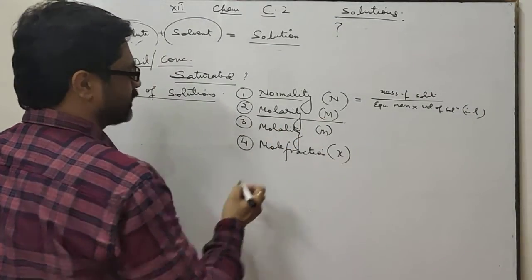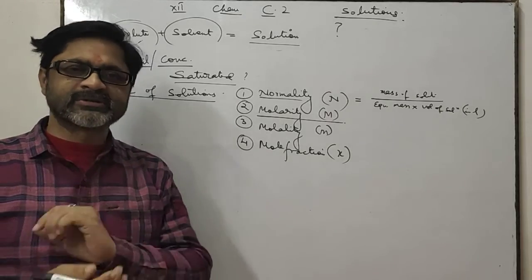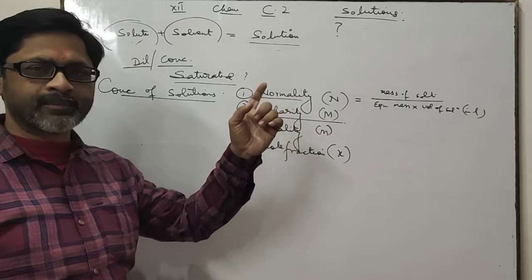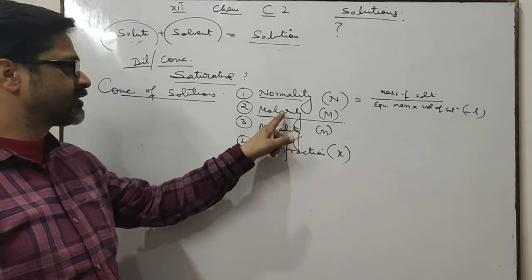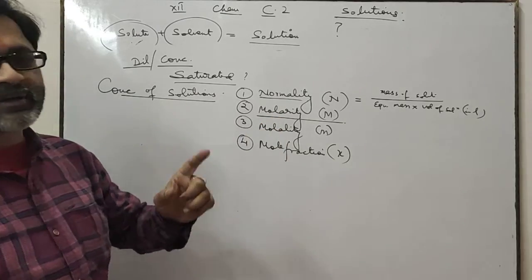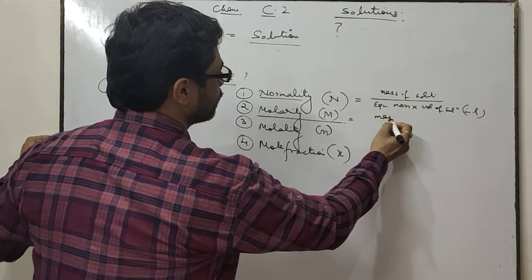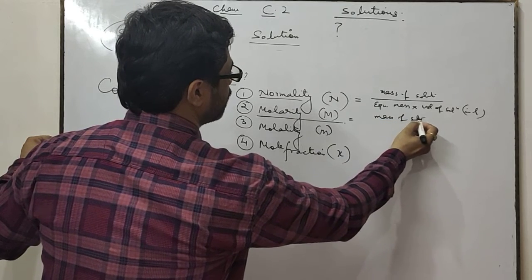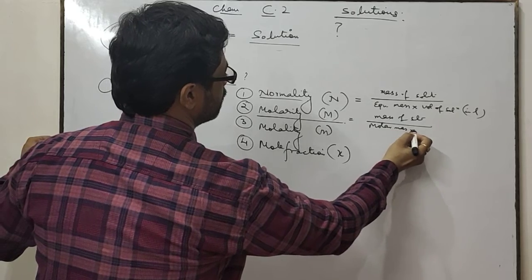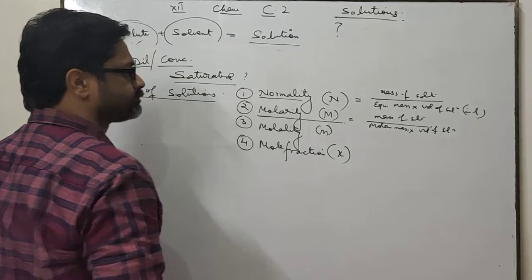What is molarity? Molarity is the number of gram moles of solute. What is the difference between this and this? This is the number of gram equivalents of solute, and this one is the number of gram moles of solute dissolved in per liter of solution. It can be calculated by mass of solute upon molar mass of solute into volume of solution in liter.